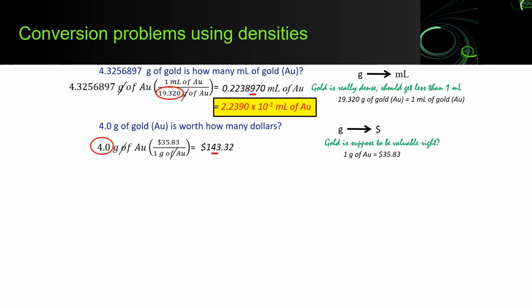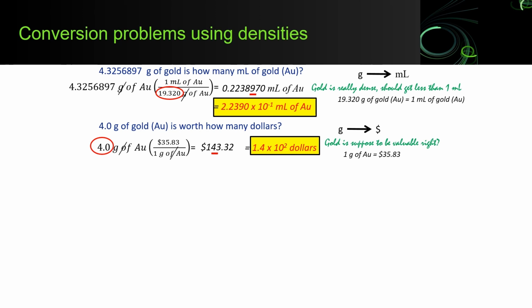Well, looking at the stock market, we find that 1 gram of gold fetches $35.83. Not bad. Now, if we have 4 grams of gold, which we found in the previous problem has less volume than a penny, and work the problem, we have about $140 in our pocket. Wow, that's cool. Now let's do a few more problems.